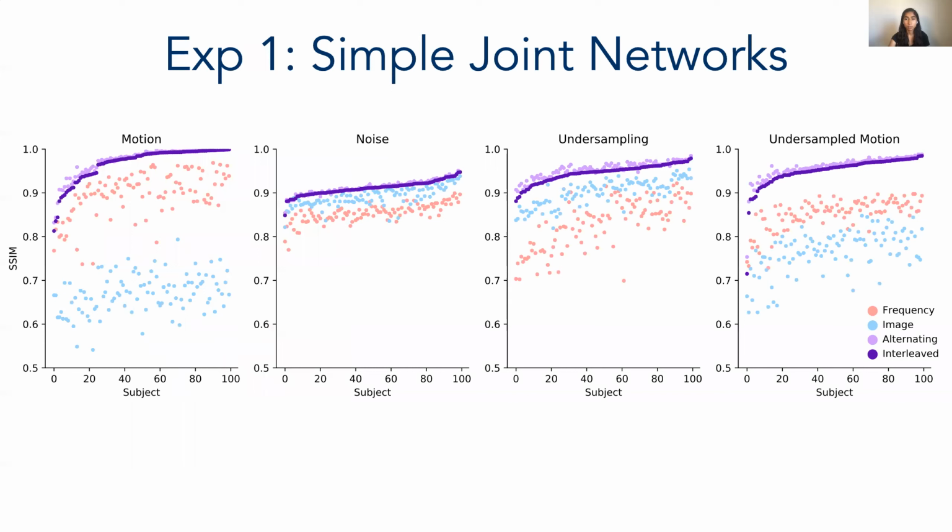This figure shows quantitative results for each corruption type. Each plot corresponds to one type of corruption. The x-axis shows the index of each subject within our test set, and the y-axis shows the SSIM of the network reconstructions. So a higher score is better here. Red and blue dots correspond to single space network reconstructions from the pure frequency and pure image space networks, while the two shades of purple correspond to our two types of joint networks.